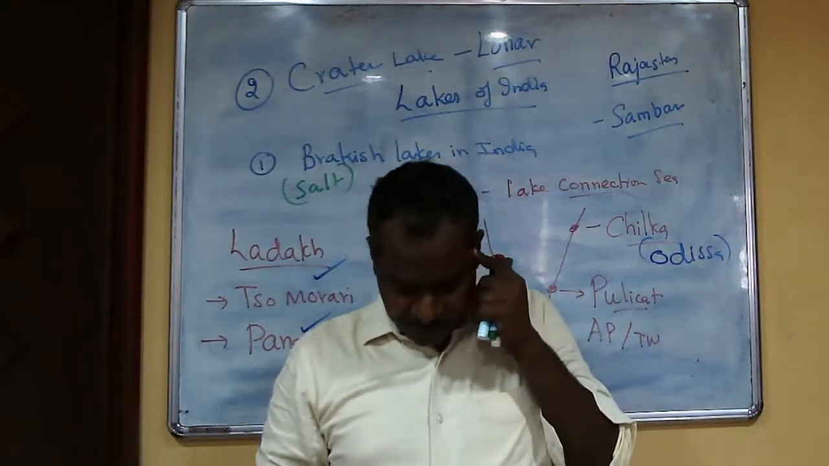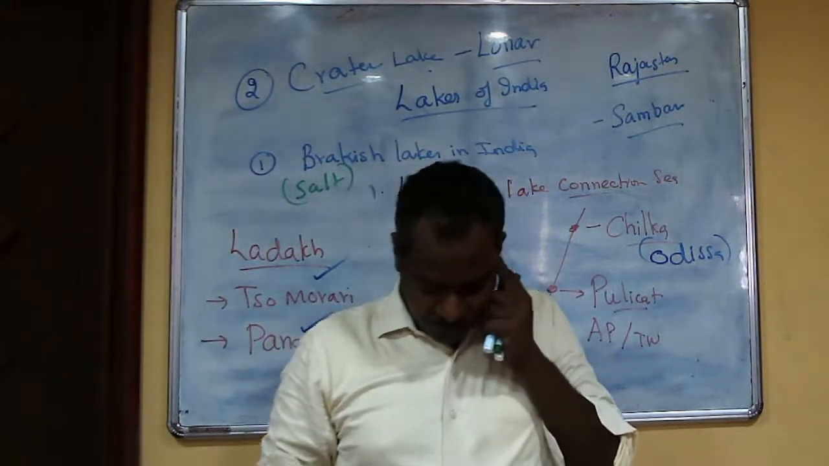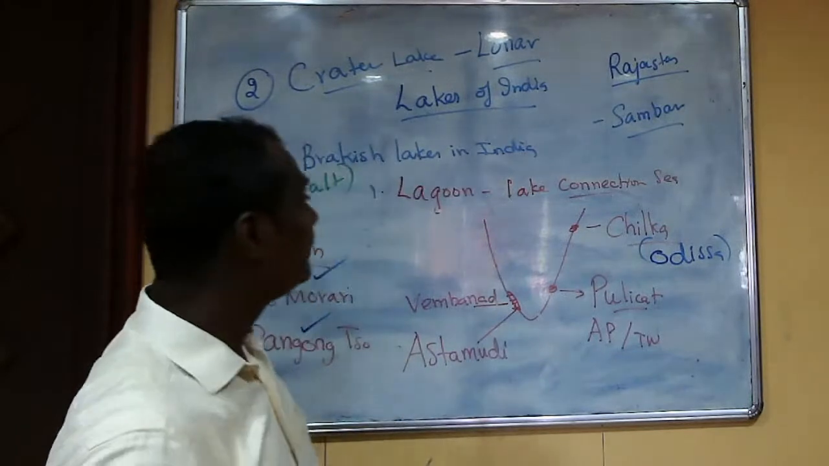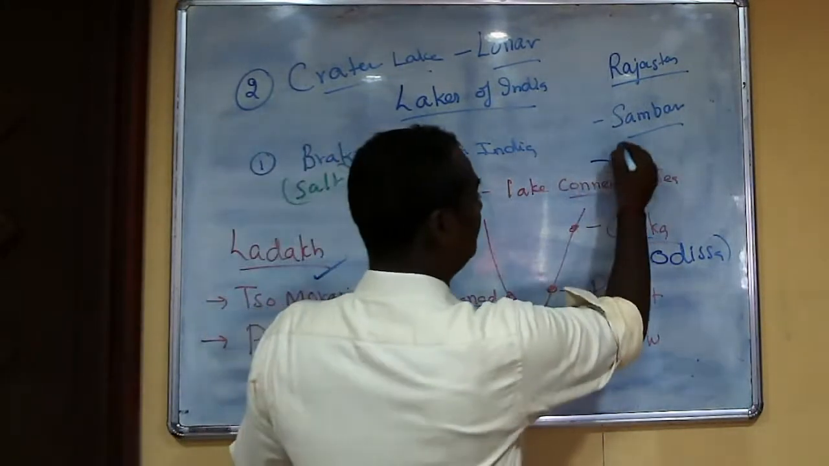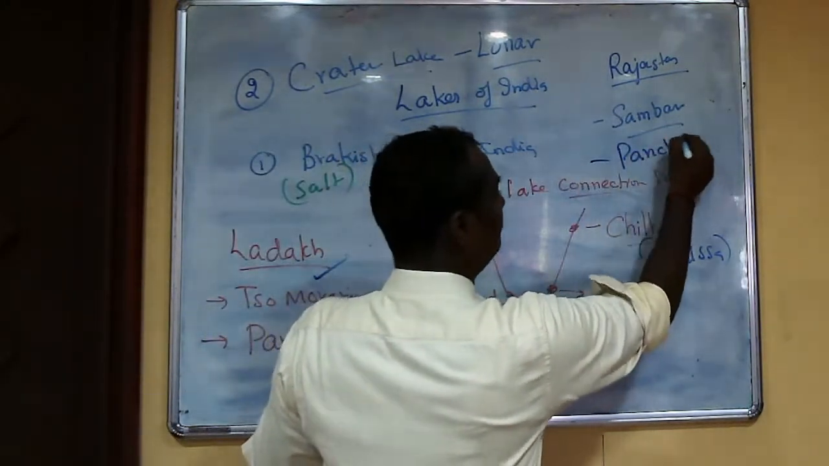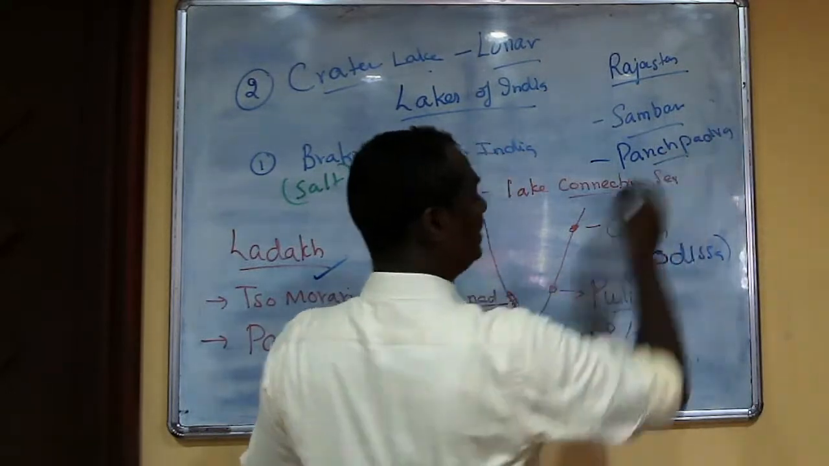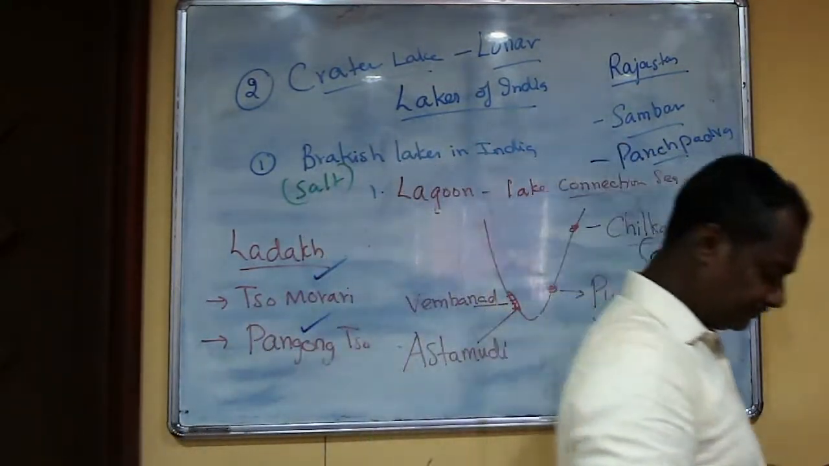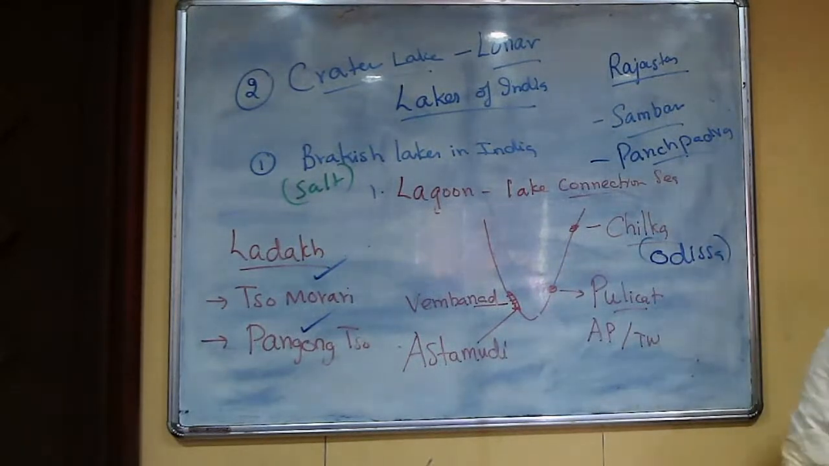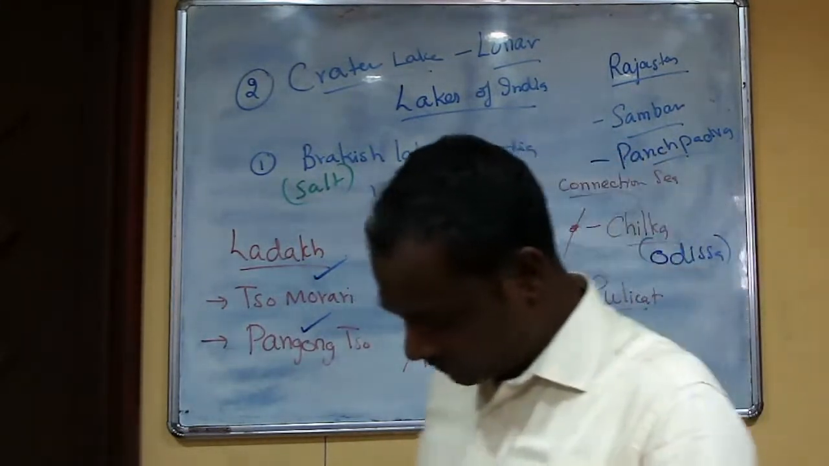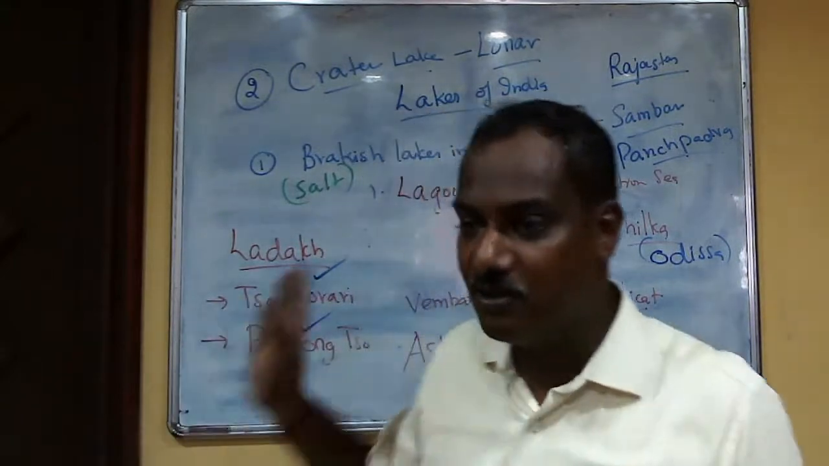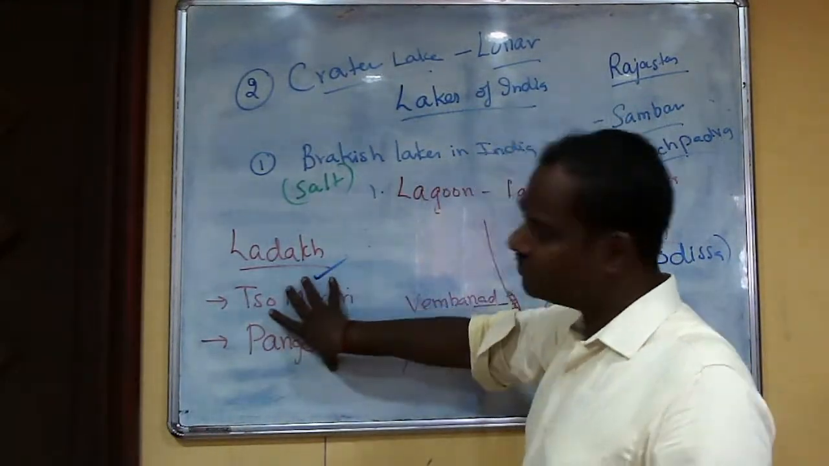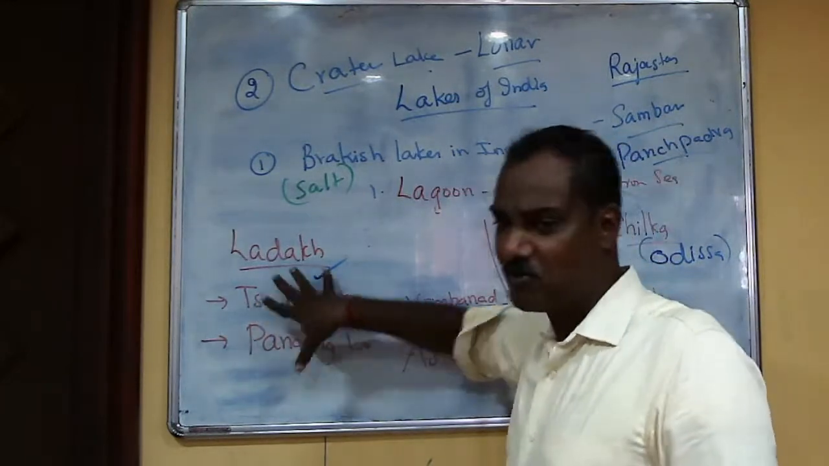In Jaisalmer, that means in Rajasthan, one more is there, write it down: Panchpadra Lake, a saltwater lake. So whatever you are seeing now, all these are salt water. Sometimes a question may come: how did Ladakh get salt water?